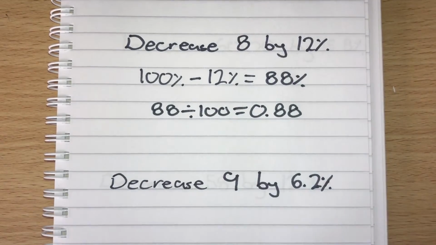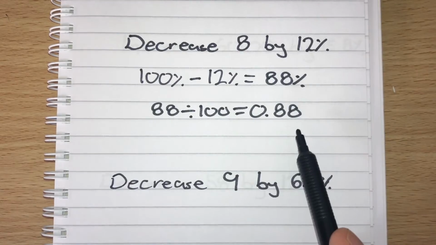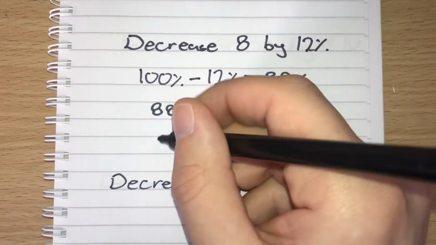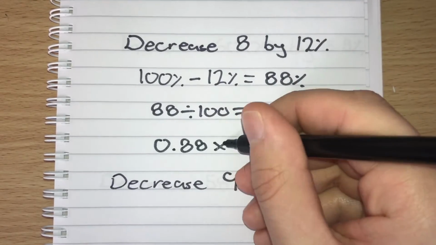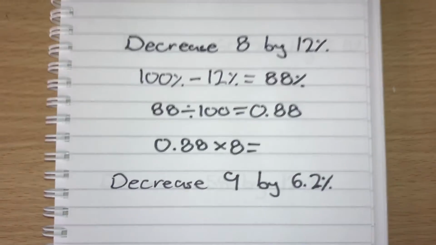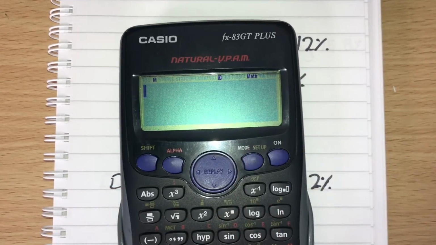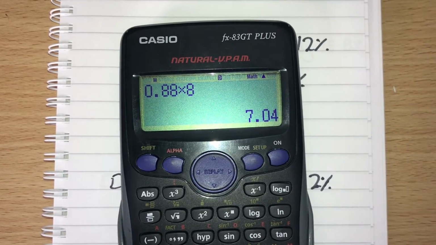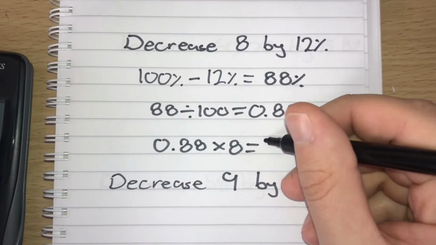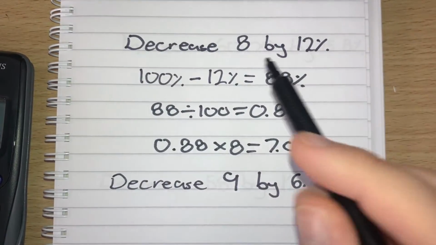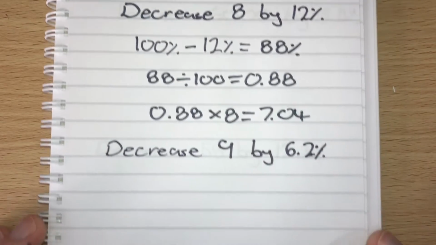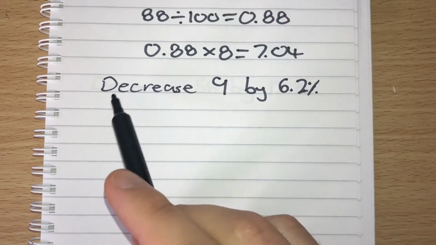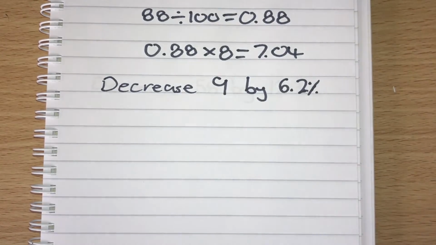Again, the same as last time, we need to multiply this multiplier by our original amount. So 0.88 multiplied by 8, and again we want to use our calculator for this step. So 0.88 multiplied by 8 gives us an answer of 7.04. So the answer to this first one is 7.04.